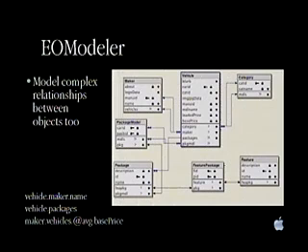EO Modeler can manage some fairly complex relationships here. You get a diagram view that you saw in the previous presentation that lets you see what relationships actually exist. You can even draw new ones that might not be actually defined by the database.